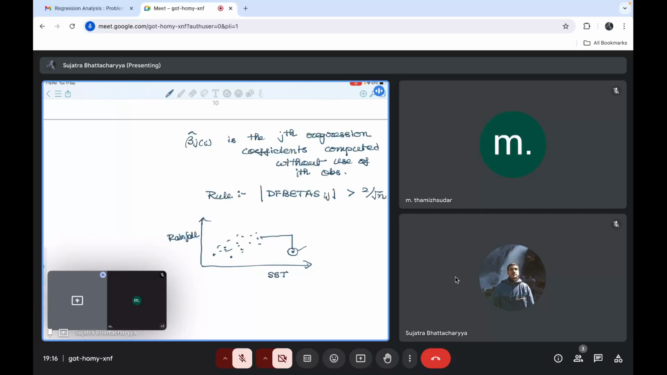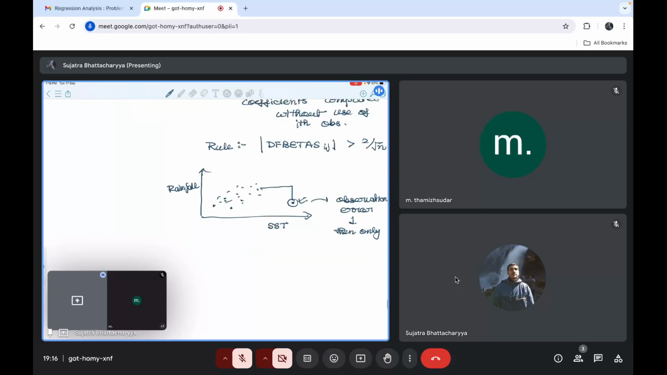This point will be discarded only when there is an observation error. If you are doing some practical experiment and there is an observation error, then only can you discard. Otherwise, you cannot discard, because there is no logic behind discarding any influential observation. Fine. So this is all.